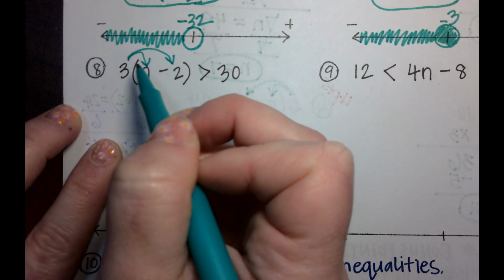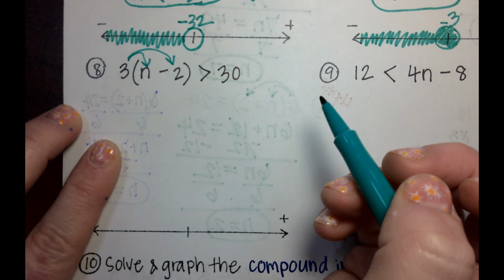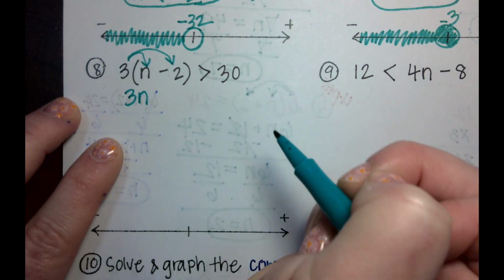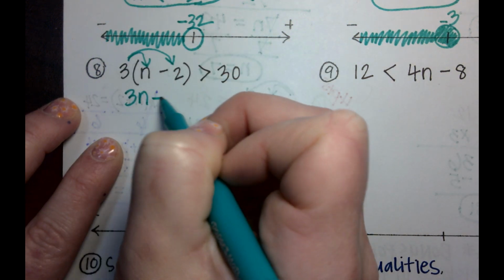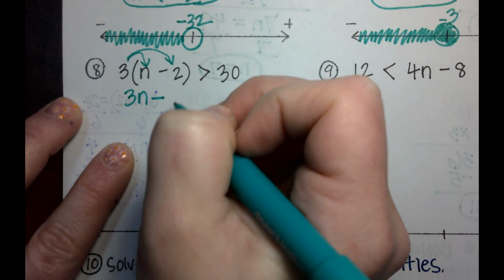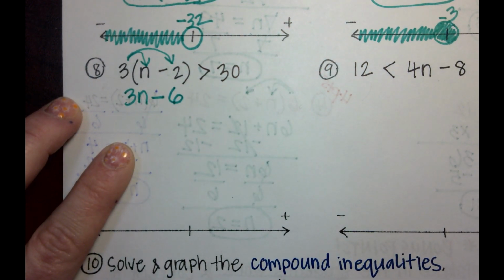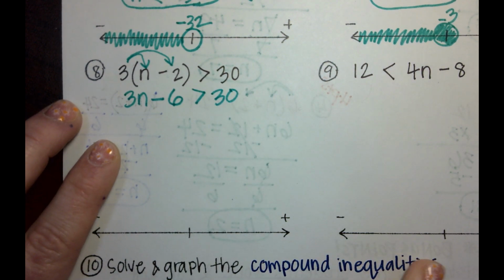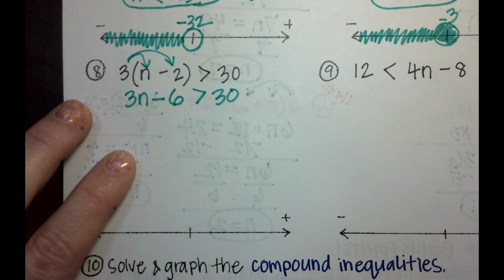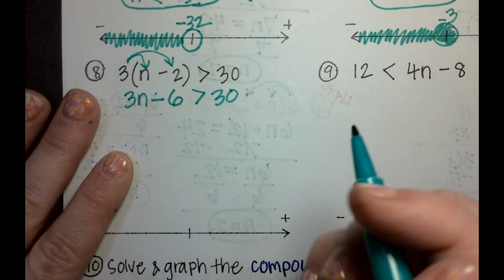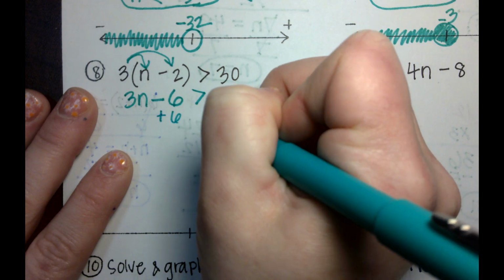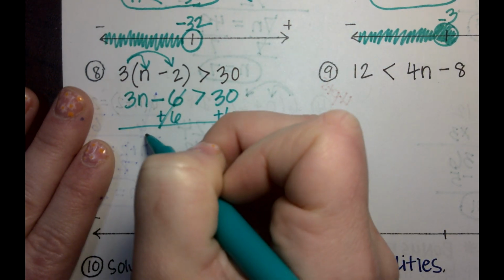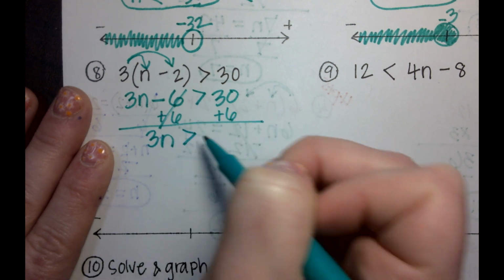So when we distribute, what operation are we doing? Multiplication. That's going to give us 3 times n, which is 3n. We'll bring down our minus. 3 times 2 is 6. And then we bring everything down, greater than 30. Okay. And what do we do from here? Plus 6 on both sides. Yes, plus 6 on both sides. Absolutely, put it down with 3n. Greater than 36. Good.